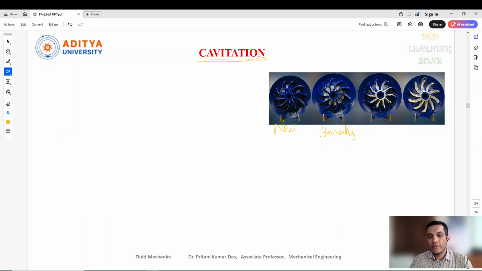Similarly, without rectifying or modifying anything, if you continue using the pump in the same way, then after 6 months this is the condition the impeller will be in. And if you continue like that, after 1 year we can see the impeller has cavity formations all over and is fully rusted. So we need to avoid these things.